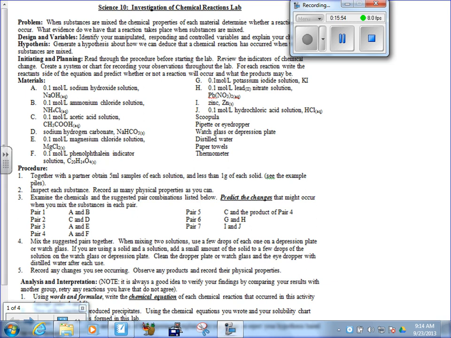Okay, there are 4 little squirt bottles here. Squirt's probably not a good word to use. Drop bottles up here for you to take the phenolphthalein from, and that is needed for pair number 4 only. In pair number 4, you will only need like 3 drops of this stuff. So don't squirt half the container in. You need 3 drops.